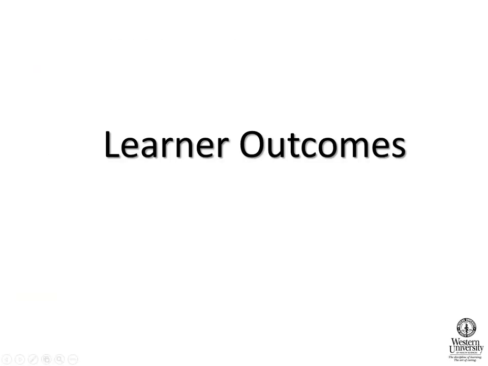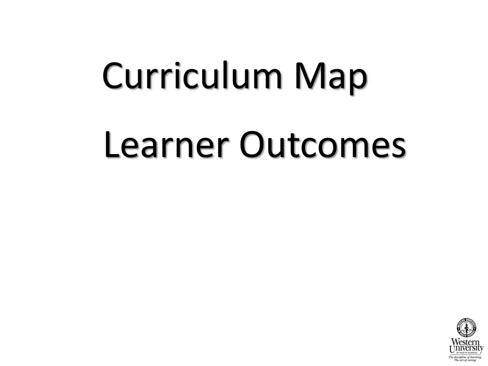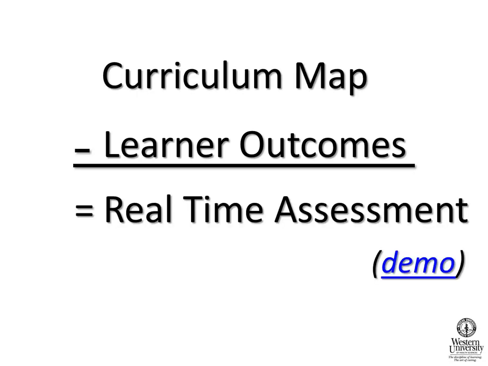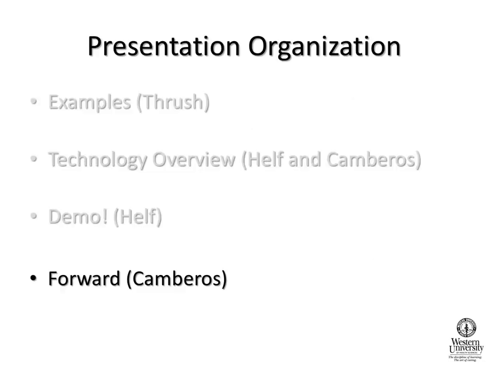I've already done the demo. So the point here is that if you have learner outcomes through ExamSoft, and then you construct a curriculum map, you can simply subtract the two, and that is how you get your real-time assessment, or what we call delta gap analysis. The key is that you have to use the same vocabulary and lexicon for both, and once you have that, you're able to do this sort of assessment very easily, which I showed. Okay, and with that, I'll turn it back over to Patty to wrap it up.